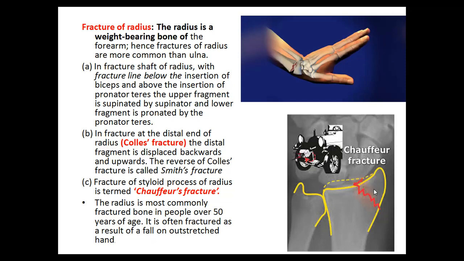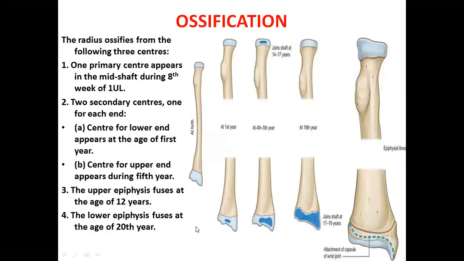Okay, so radius is more commonly fractured in people over 50 years of age because of osteoporosis. Okay, and the fall is usually when the person is falling on outstretched hand. Okay, now after this, let's come to the ossification part.